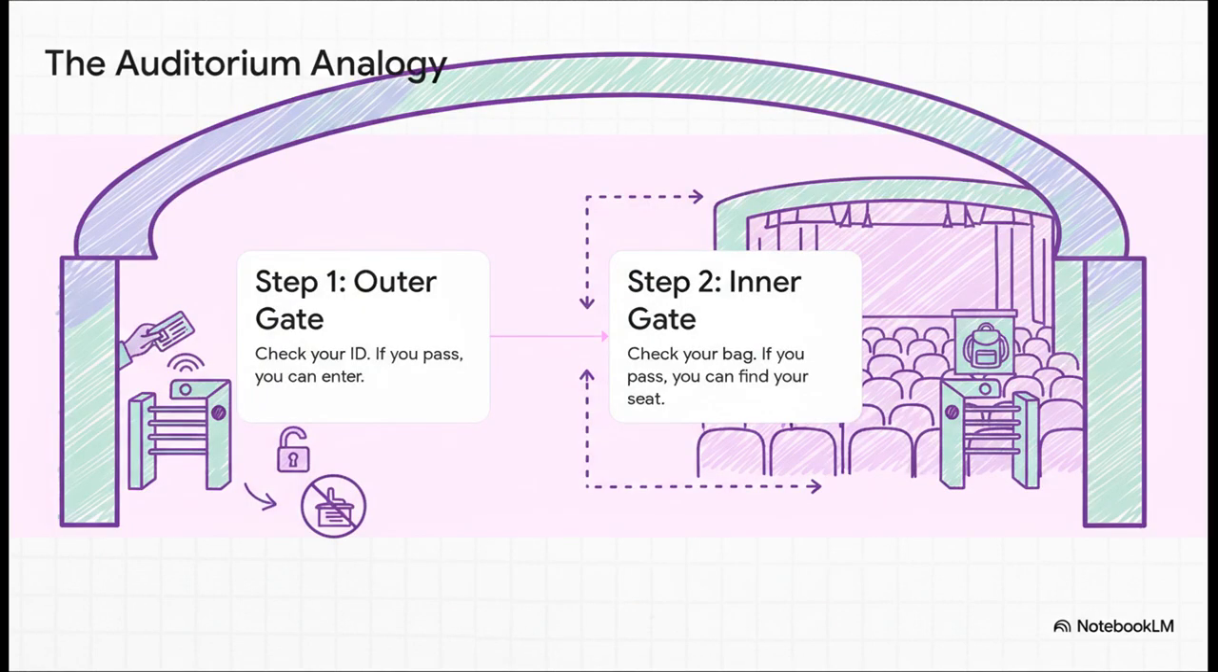Okay, let's use an analogy. Picture this. You're trying to get into an auditorium. First, you hit the outer gate, where they check your ID. If your ID is good, you get to move on to the second gate for a bag check. But if you fail that first ID check, you don't even get a chance to have your bag looked at, right? This second step is completely dependent on you passing the first.